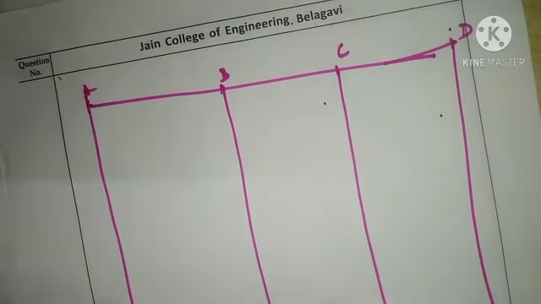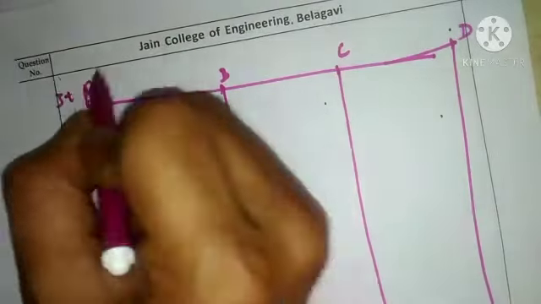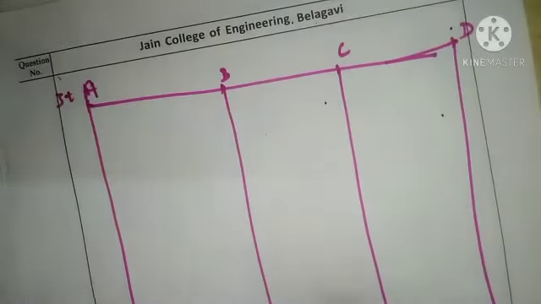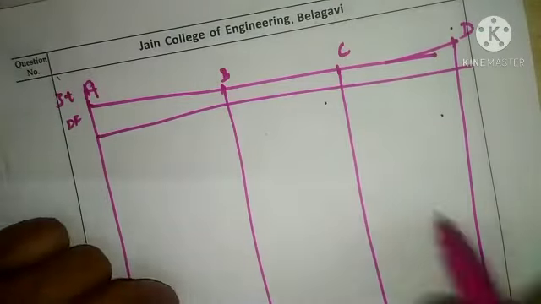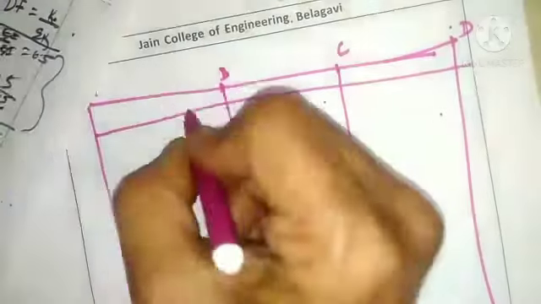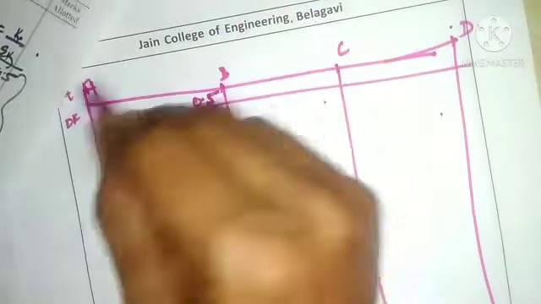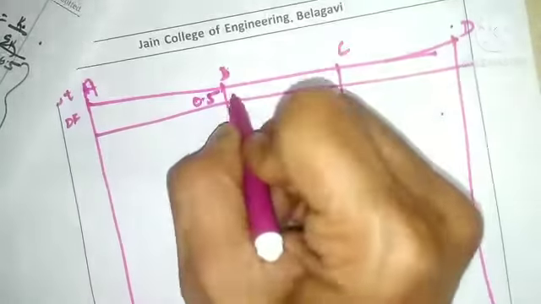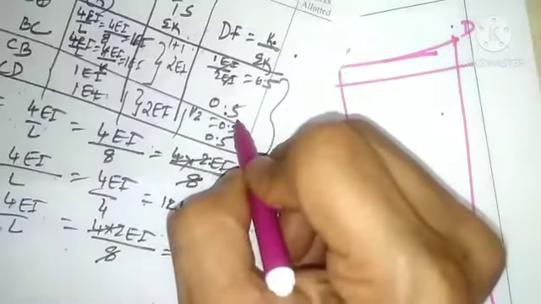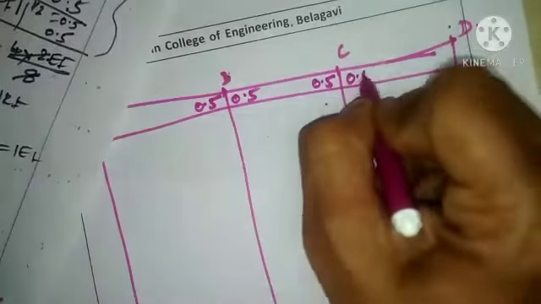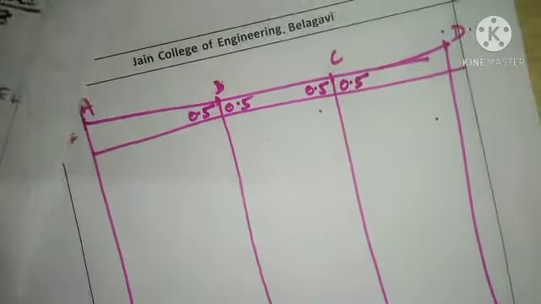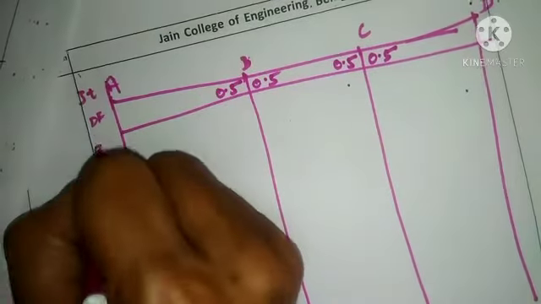The first row will be the creation of the joints, which is A, B, C and D. The next row will be the creation of the distribution factor. Now distribution factors are calculated for B, and the value we have calculated for BA is 0.5. So you write the value here as 0.5, because B's left hand side is BA, B's right hand side is BC, which is also 0.5. C's left hand side is CB, which is 0.5. C's right hand side is CD, which is also 0.5. This is the distribution factor.